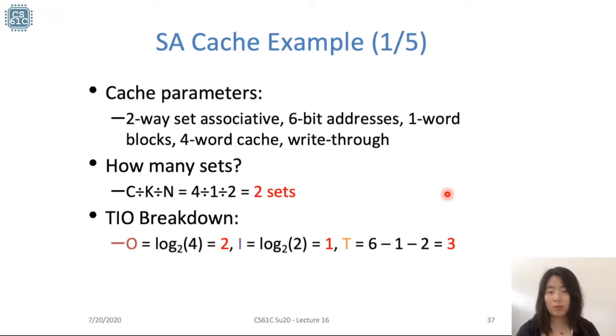We only need 2 bits for the offset. Then we need to calculate how many sets there are. We went over the formula before, but to calculate how many sets, we first calculate how many slots there are. So the cache size is 4 words, and the block size is 1 word. We have 4 slots in total. Because it's two-way set associative, 2 slots belong to 1 set, so we need to divide by 2. So 4 slots divided by 2 slots per set gives us 2 sets. This means we only need 1 bit for index. The remaining 3 bits are for the tag.